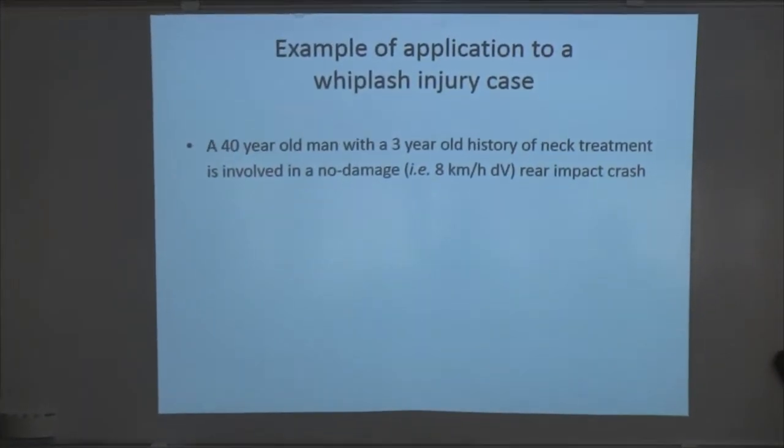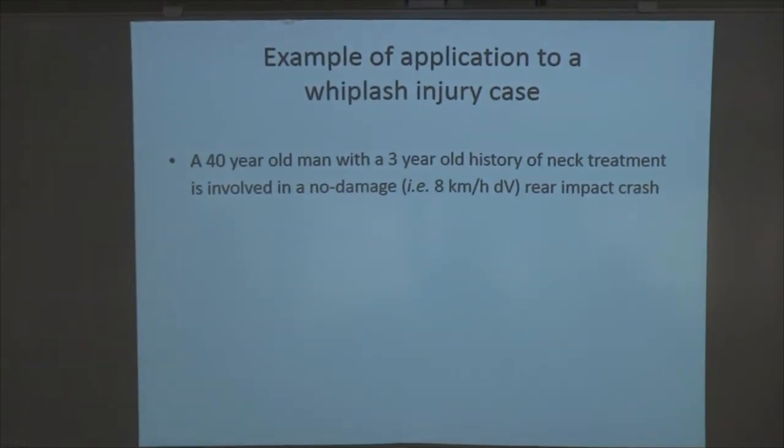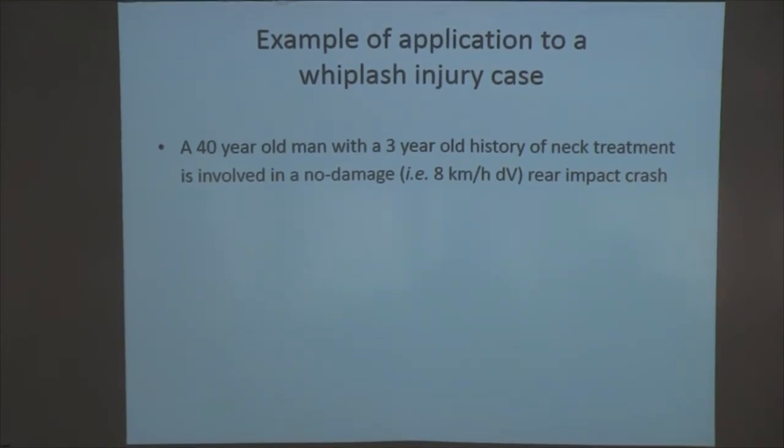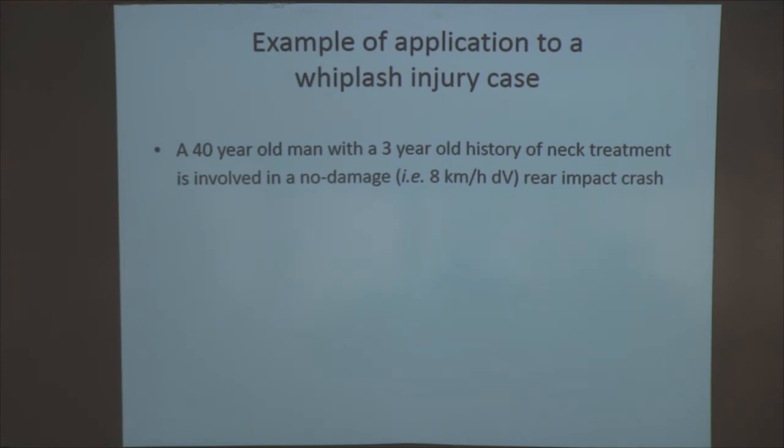So here's an example of how this might be applied to, let's say, an average case. So you have a man, let's say 40 years old, with a 3-year-old history of neck treatment. He gets a no damage crash, let's say 5 miles per hour delta V or 8 kilometers per hour delta V or less. No damage, basically bumper to bumper.